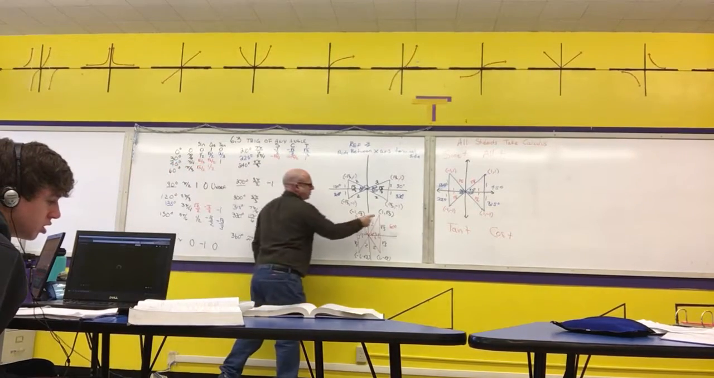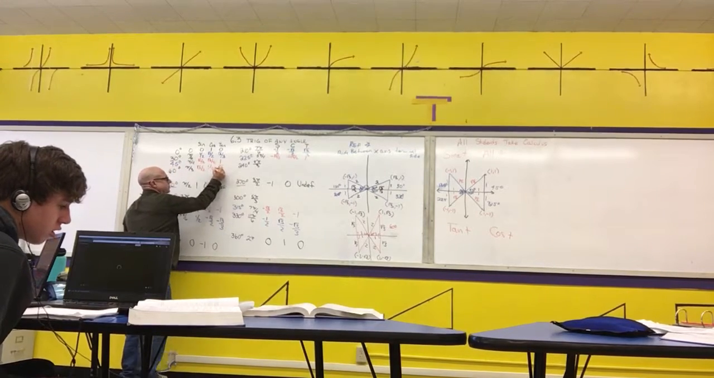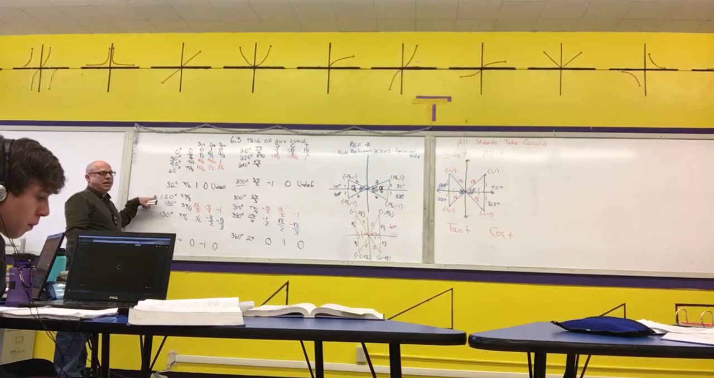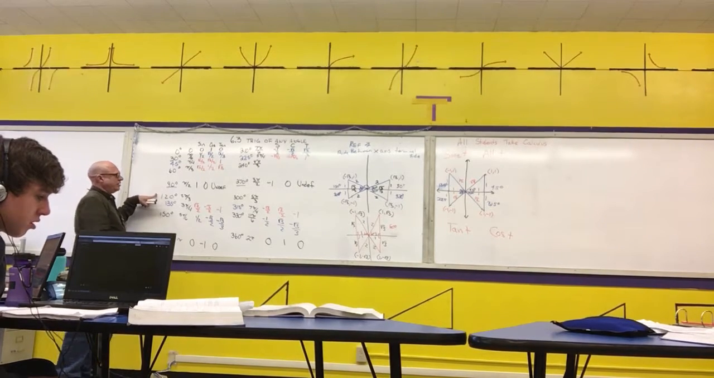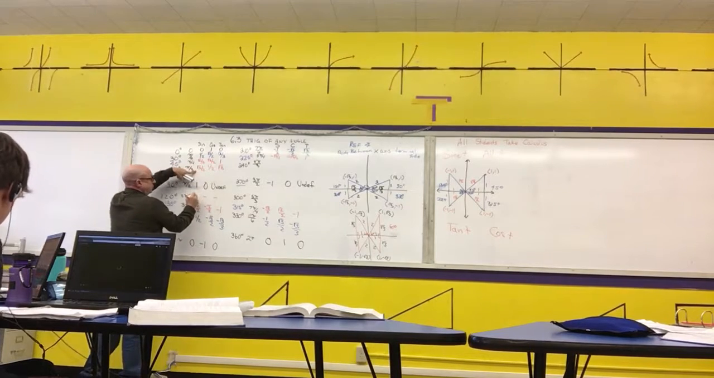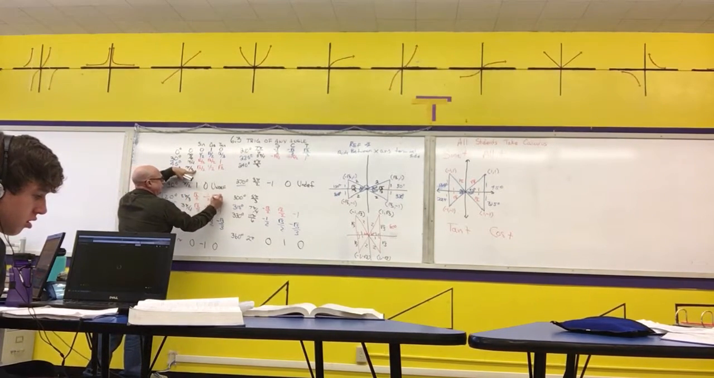Y over x, square root of 3 over 1, which is square root of 3. Okay, now that I'm in quadrant 2, I know that sine is positive, everything else is negative. And I can just copy these numbers. Square root of 3 over 2, 1/2, square root of 3.